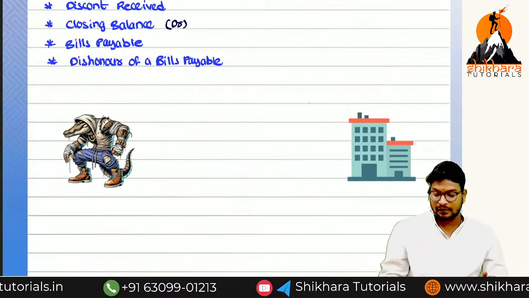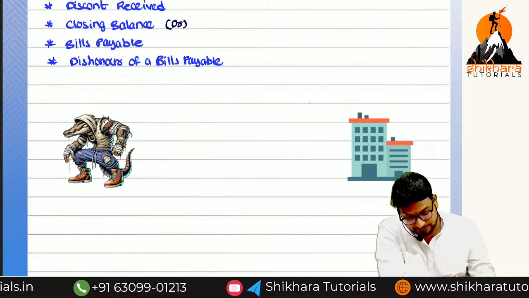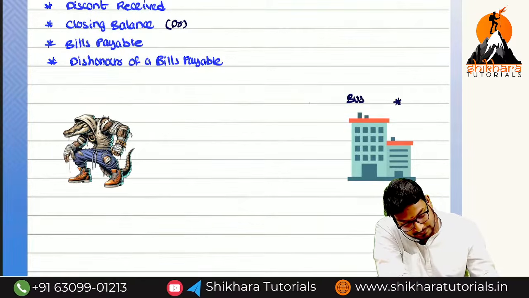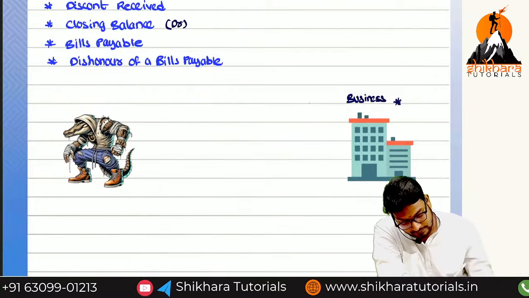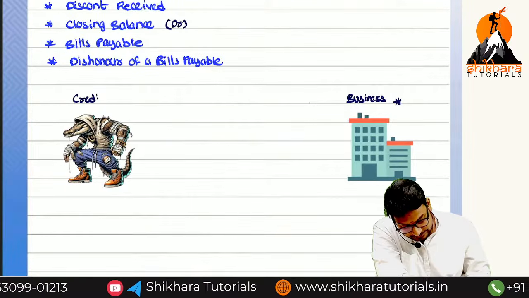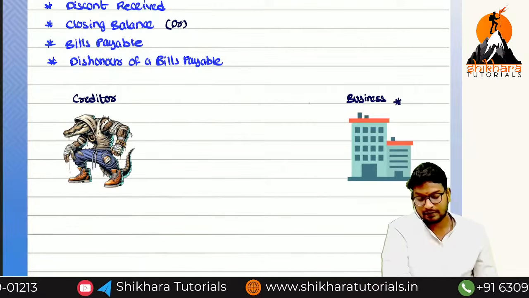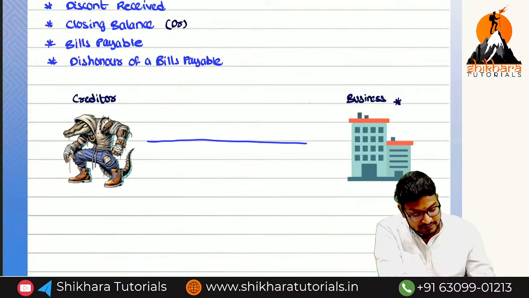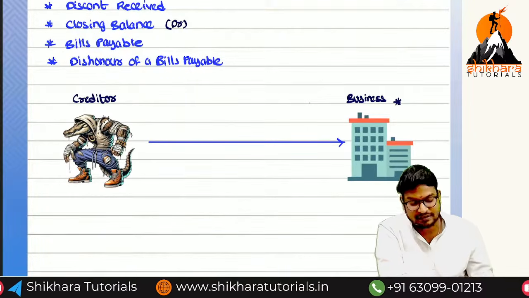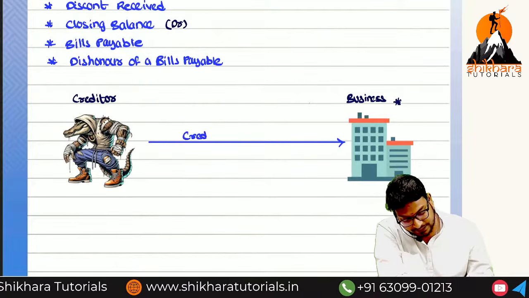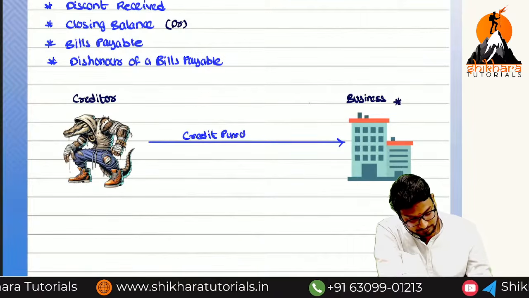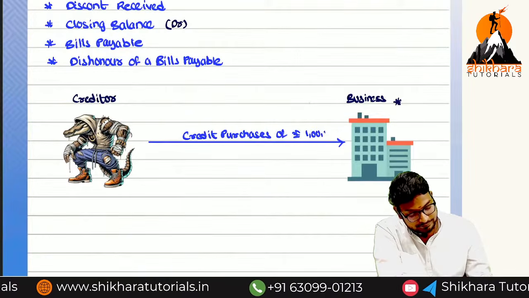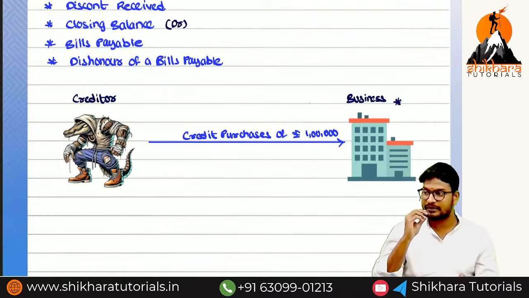So anyway, we have to think from whose point of view? We have to think from the business point of view. So this is a business and this fellow is a creditor. Okay? So what we are going to do? In the first transaction, we are going to purchase the goods. So credit purchase or cash purchase? Credit purchase of rupees 1 lakh.